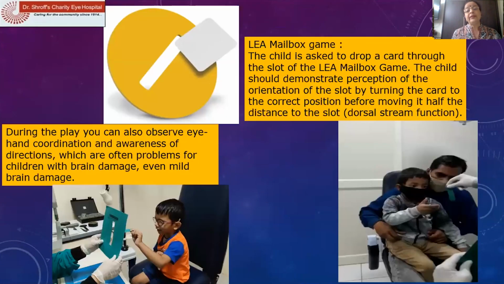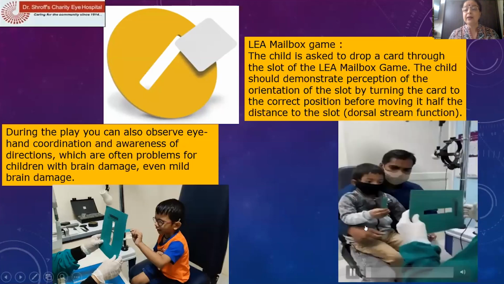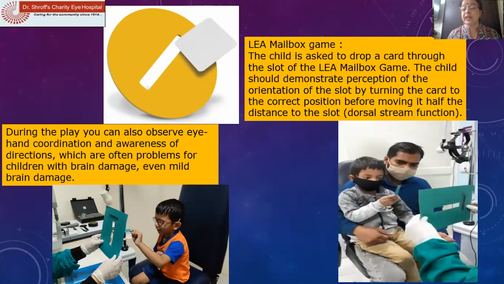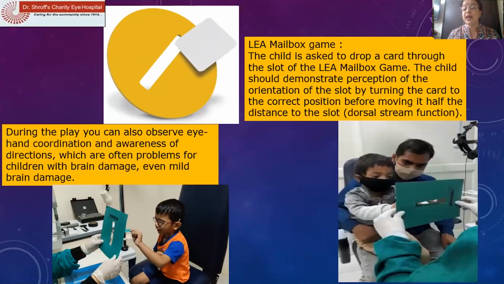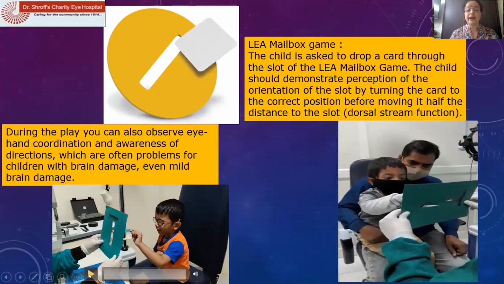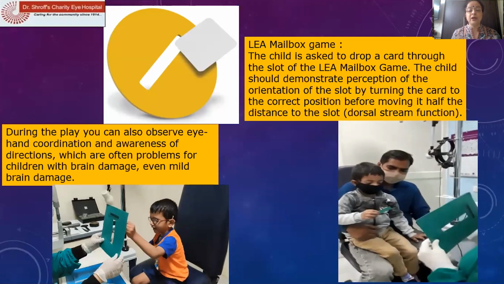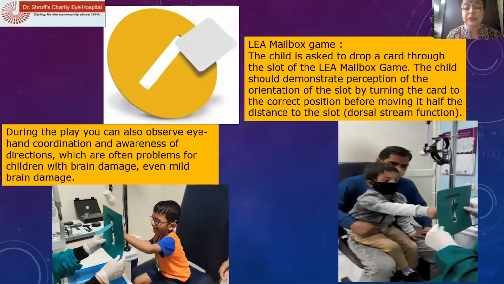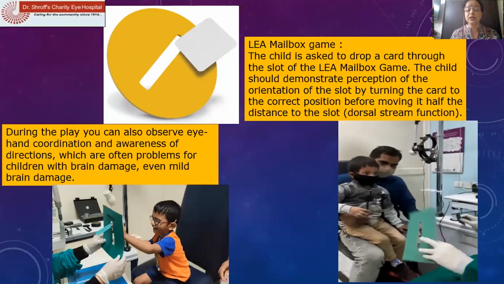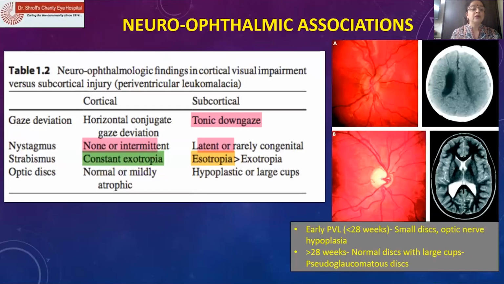The other test which you could do is a Lea mailbox. So this is another test. You can see that this child clearly tells you where the orientation of the slot is. You ask them where the orientation is, and then the child puts the card into the correct slot. But see this child with CVI having a small amount of esotropia with a brain damage and not able to do it, and there's a severe eye-hand coordination problem. There's sparse pointing. This child could be helped with therapy and maybe even your strabismus surgery. The other things we have to look for is the optic nerve, whether there is an optic nerve hypoplasia or a pseudoglaucomatous disc.